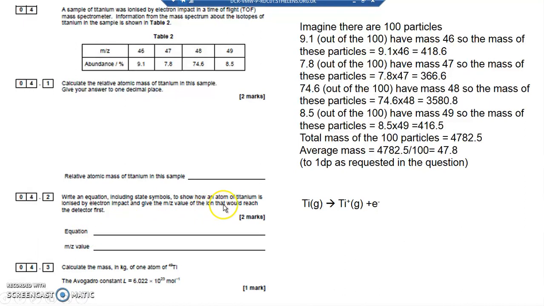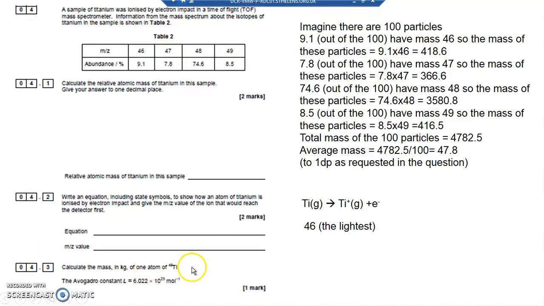Next, the m/z value of the ion that would reach the detector first. The one that's going fastest would reach the detector first. The one that's going fastest has got the smallest mass. So titanium with a mass of 46, that atom would reach the detector first. 49 would reach it last because that's the heaviest.